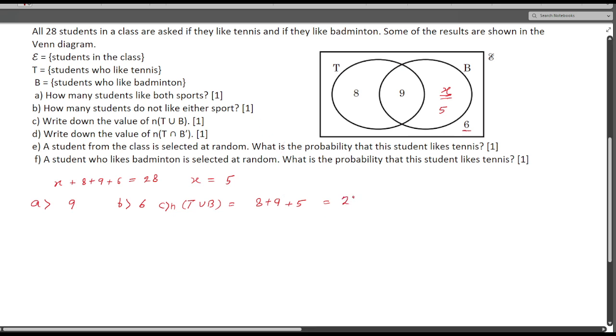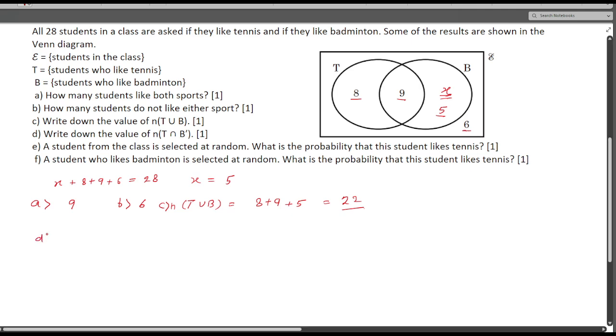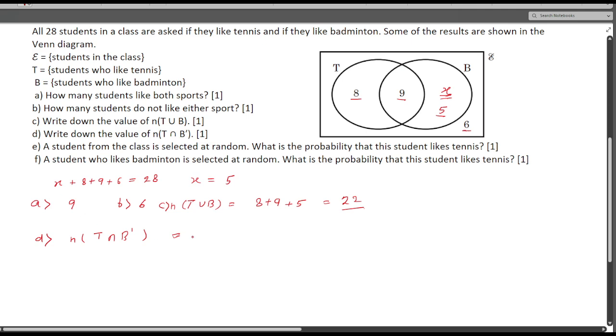Yeah, it's 22. So write down the value of T union B. So T union B, I will use T intersection of both, and their total is 22. Using the formula also we can find it, but no need to apply the formula here. D, write down n of T intersection B complement. T includes 8, 9 and B complement includes 8, 6. So what is common is this 8, which is common to them.